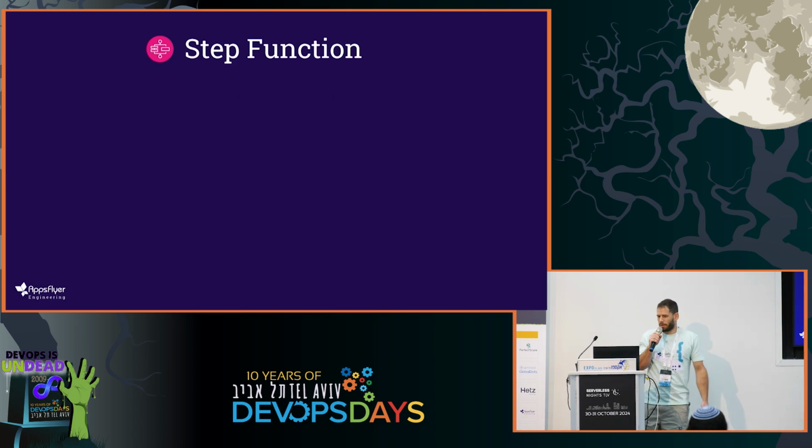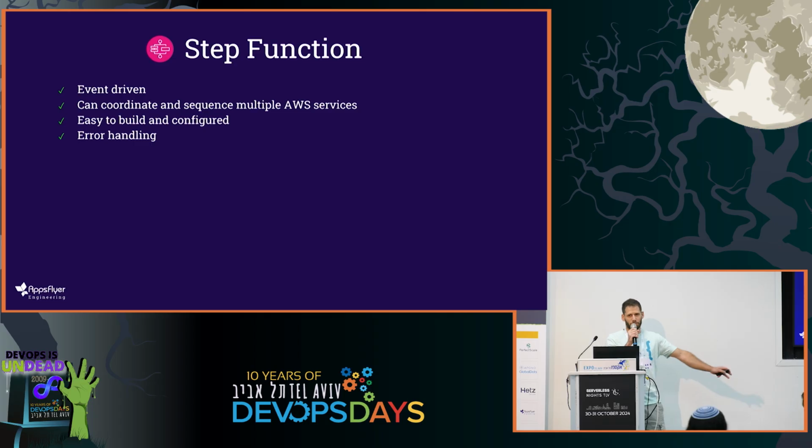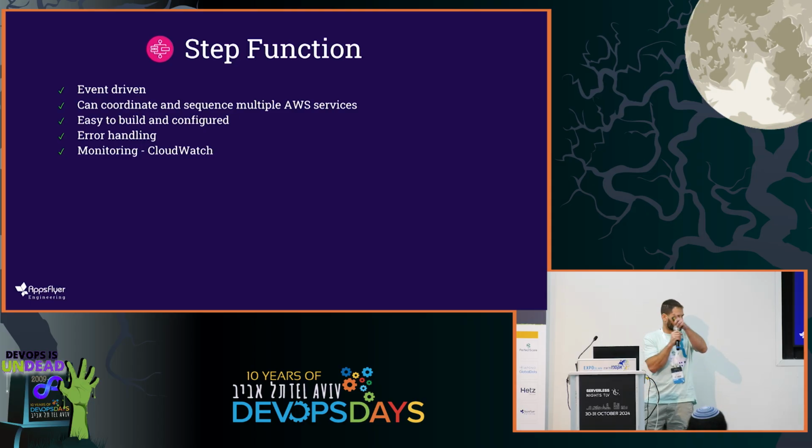Again, why step function is great. So it's event-driven. You can coordinate and sequence multiple AWS services. It's very, very easy to build and configure. It's fun to build and configure. It's really fun. You've got error handling included. Monitoring, CloudWatch, so everything is monitored. And testing, you can redrive execution. You can see where in the state machine, in this big tree, it fails and actually debug it. And there's an API to it, so it's testable, which is great.